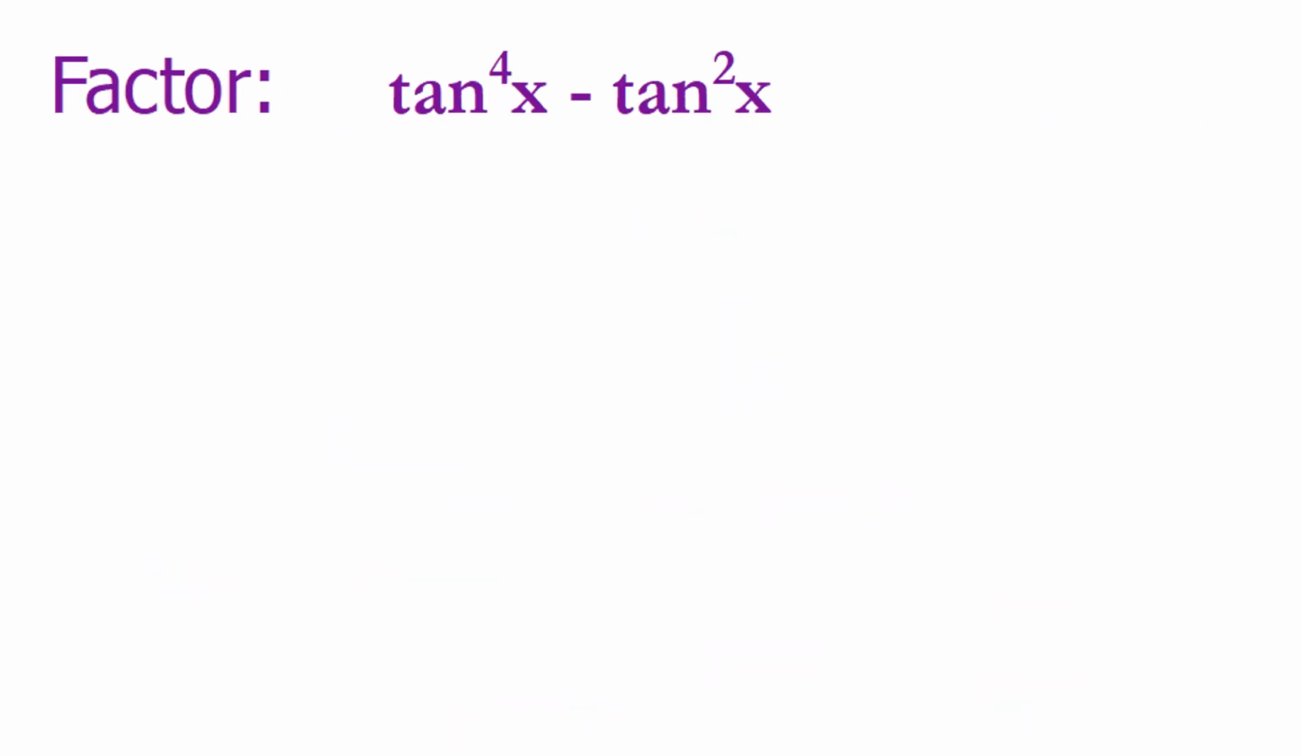Back to factoring. Factor tangent to the fourth of x minus tangent squared of x. Okay, so again, let's get back to what we're doing. Let x equal tangent of x. Then we'll go through the process of GCF, difference of two squares, and so forth. So tangent to the fourth of x would be x to the fourth, minus tangent squared of x would be minus x squared. Okay, back into things I recognize.